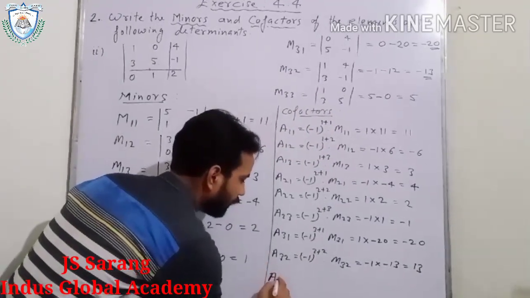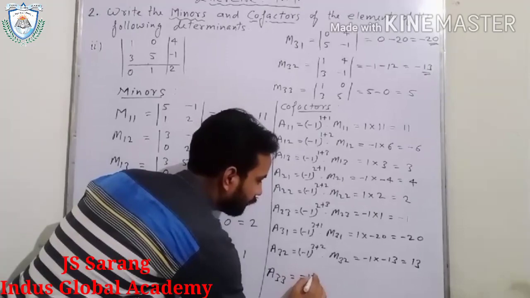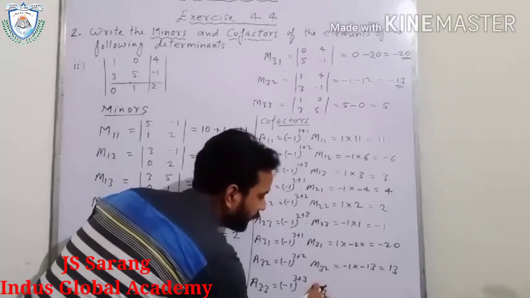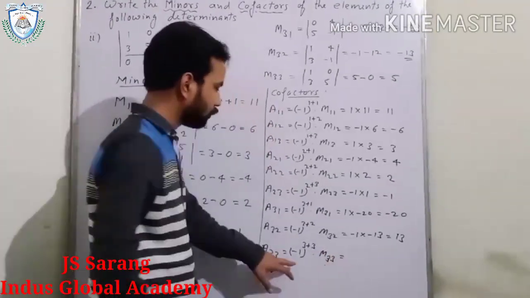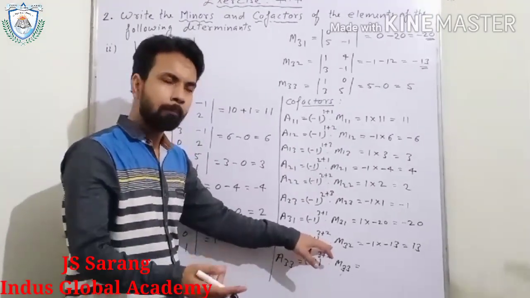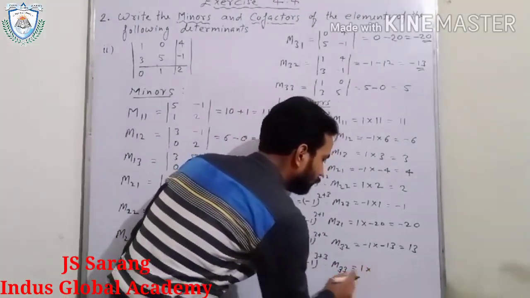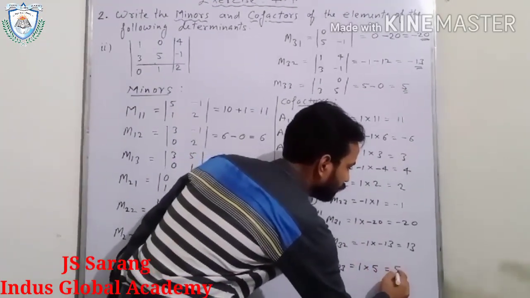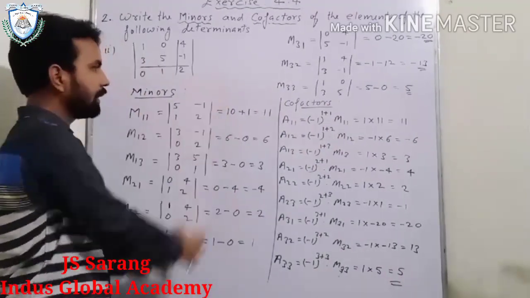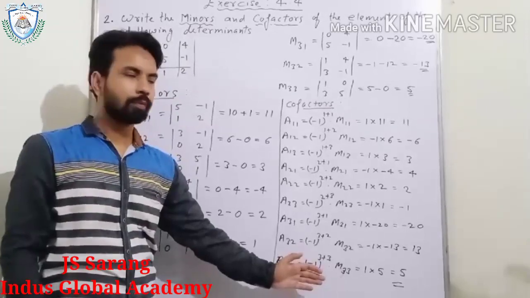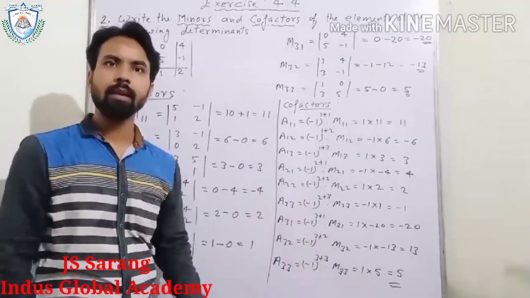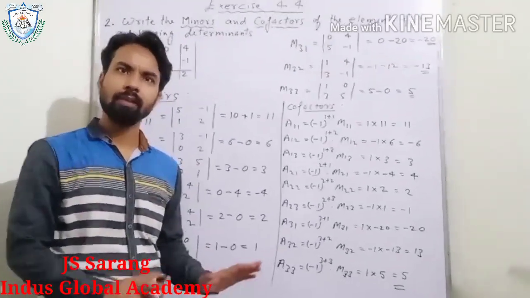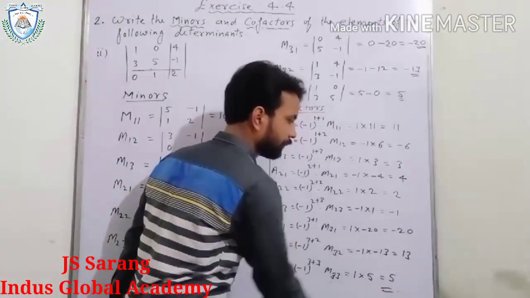And the last cofactor will be A33. So it will be minus 1 to the power 3 plus 3 into M33. So minus 1 to the power 3 plus 3 is 6. That is an even number. So the result will be positive 1 into M33. M33 is 5. So 1 into 5 gives you 5. So here all the minors and all cofactors are here. So this is our final answer. Hope now it is clear for you. Everything is clear here? Good.